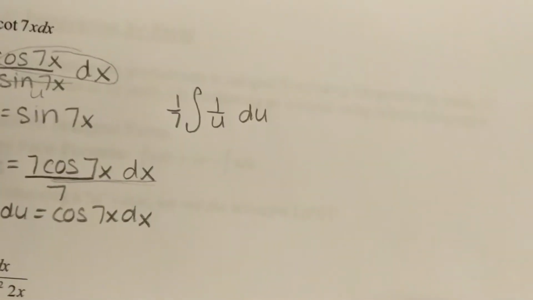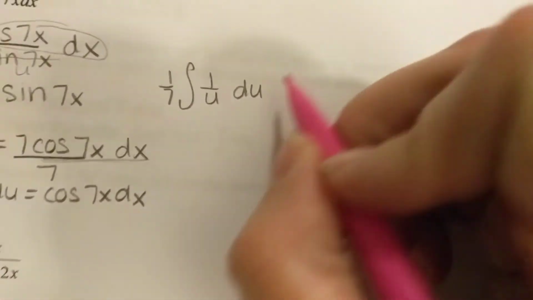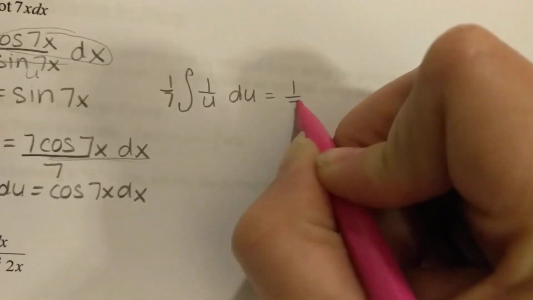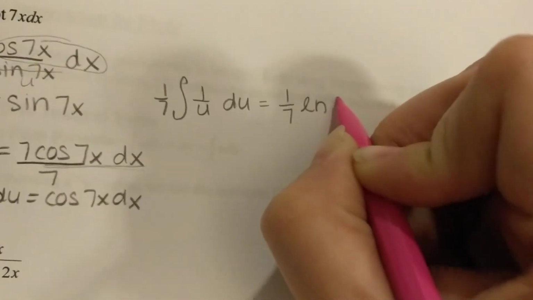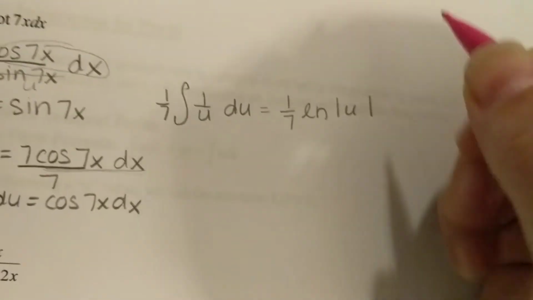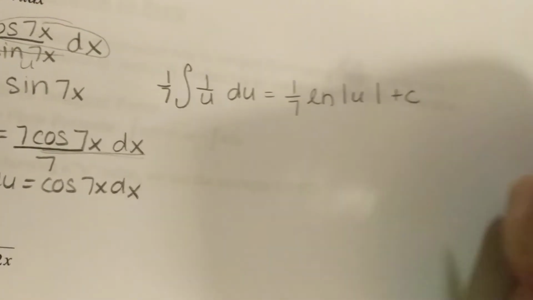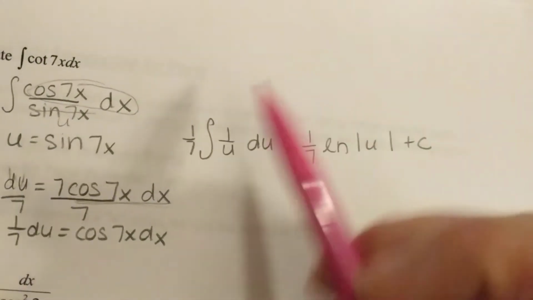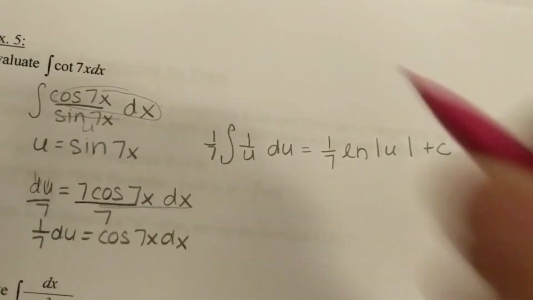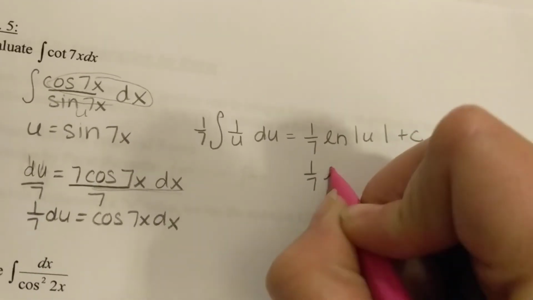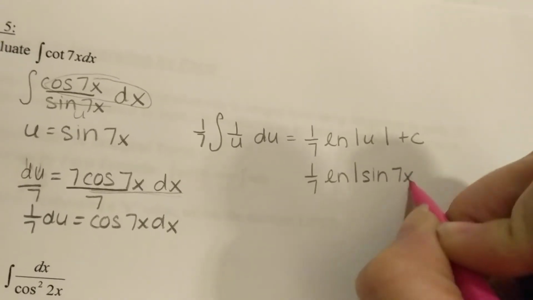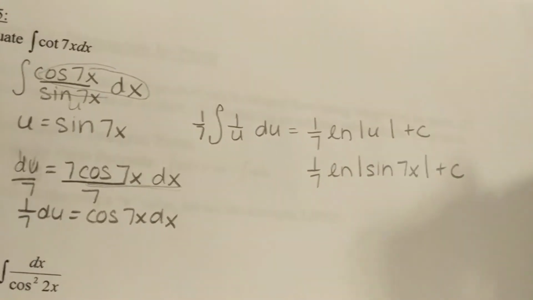Now, 1 over u is one of those special antiderivatives. The antiderivative of 1 over u, we're going to do 1/7 natural log absolute value of u plus c. Now the only thing left is we have to put the u back in. So we get 1/7 natural log of sine of 7x plus c.